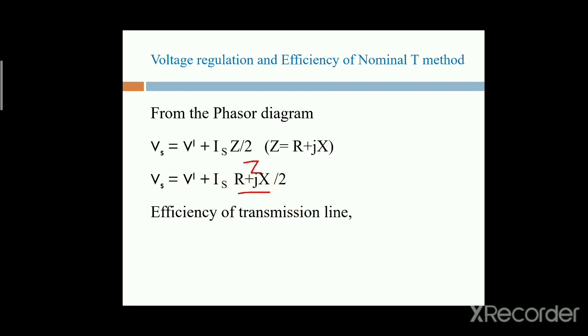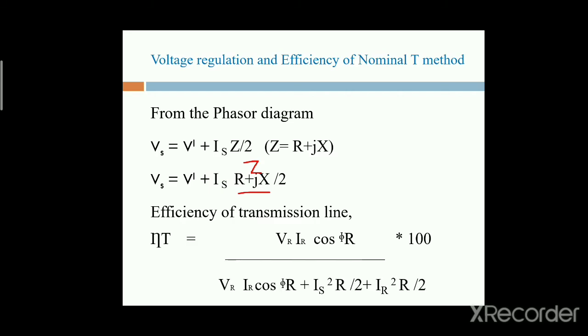Okay, that is the sending end voltage, sending end current and also charging currents. Next, what is the formula for the efficiency of the transmission line? The efficiency of the transmission line is the ratio of power delivered to the load by power supplied to the load, into 100.